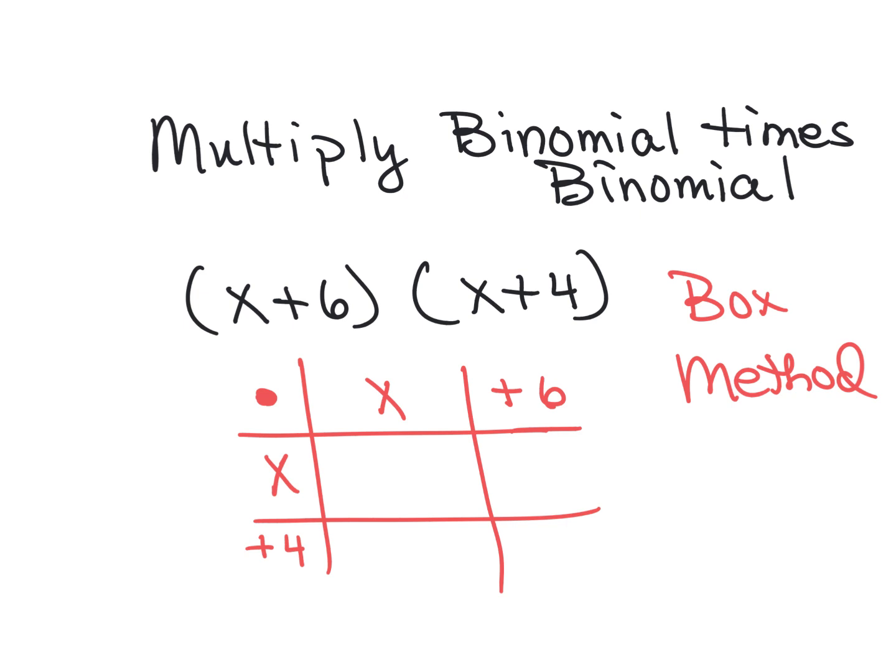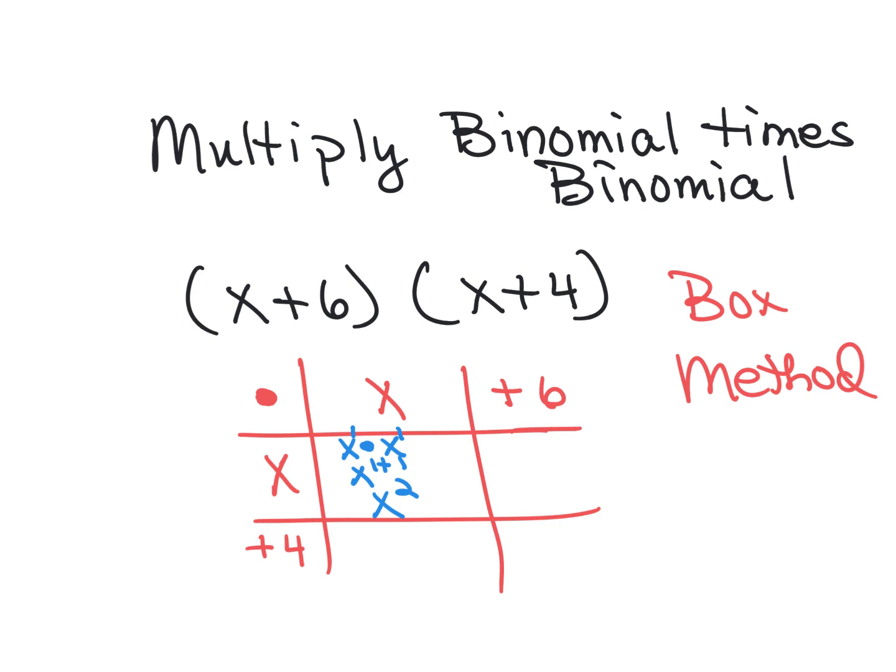You take what's on the left side and you multiply it times everything on top. So for the first box, I'm going to take the x on the left and multiply it times the first term on top. So I would have x times x. This is x to the first times x to the first. I know that I have to add those exponents, and that's going to give me x squared.